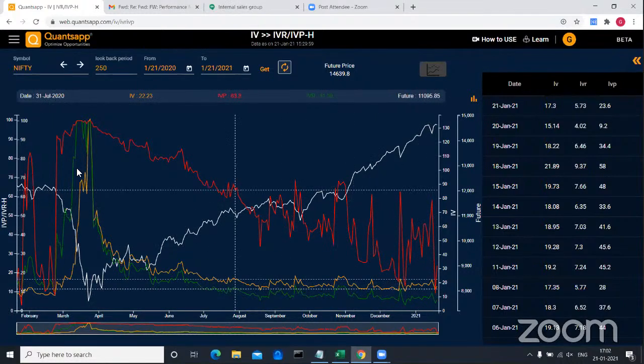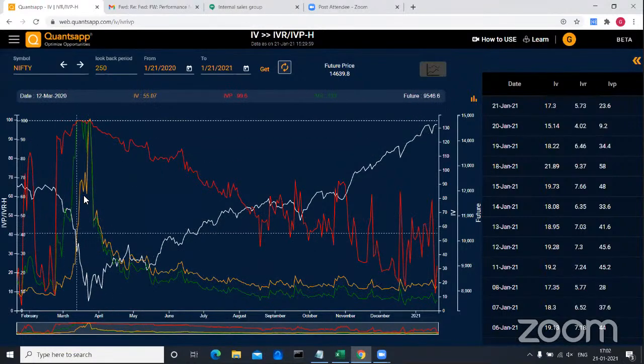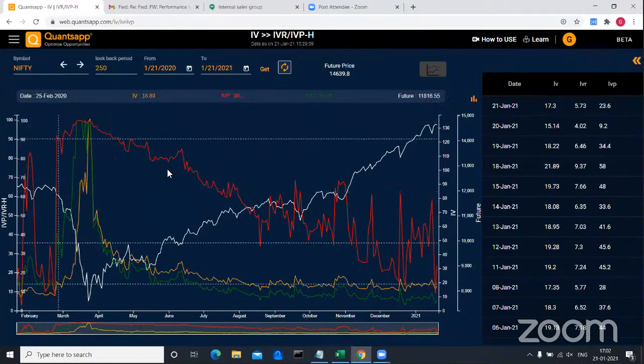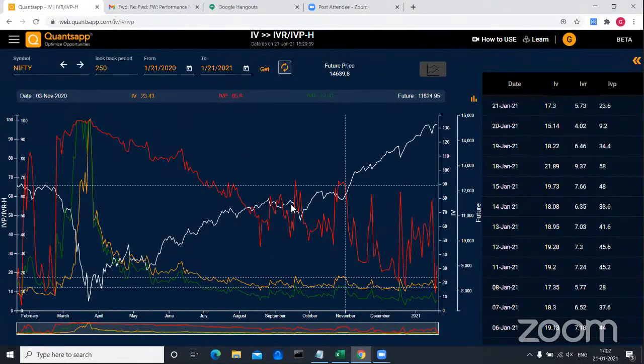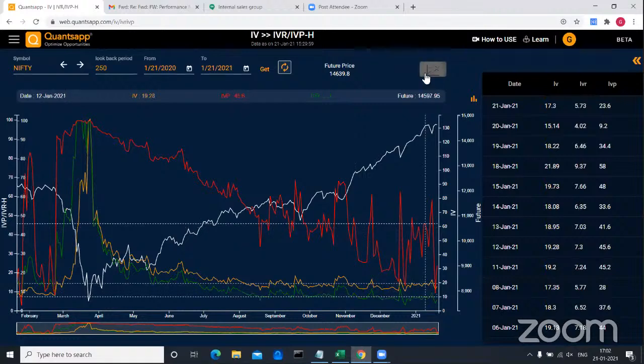The green line is telling the IVR. If I want to see the IV, I can see it in the orange line. The red line is indicating the IVP percentile. In the table view, you can see all of them in one go, and you can also see whether the IVs are increasing or decreasing, and how the IVR and IVP were on the previous days, and the chart section.